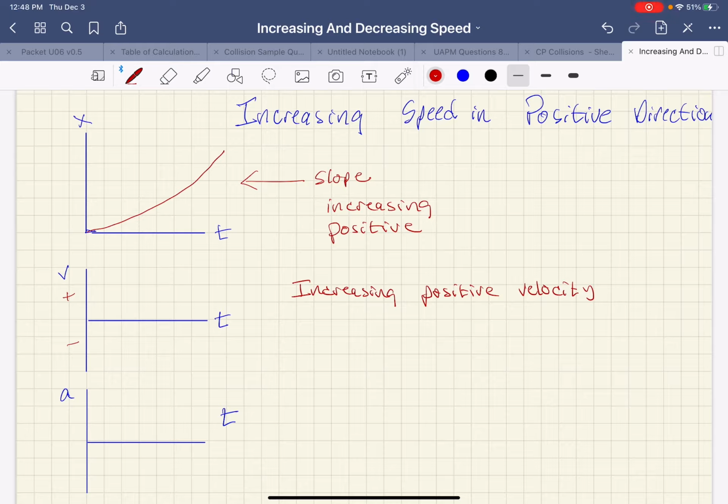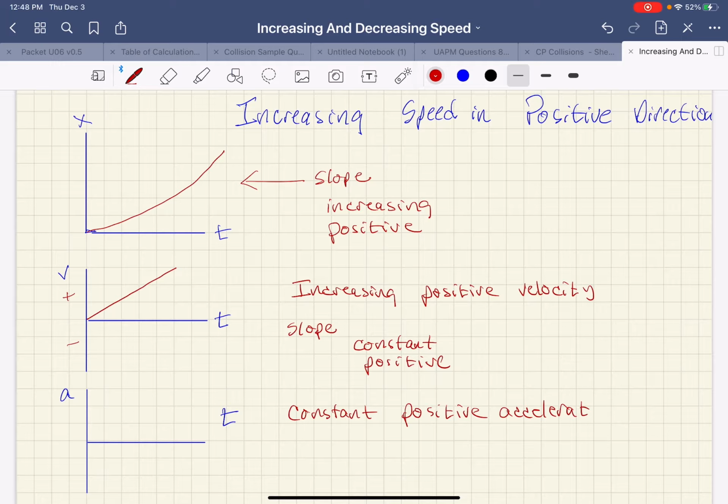So the graph for that would be I'm starting at 0 and I'm increasing. I'm moving away from 0. I'm speeding up. I can look at the slope of this graph, and the slope of this graph is constant and positive, and that tells me I will have a constant positive acceleration. And so my graph will be constant and positive.